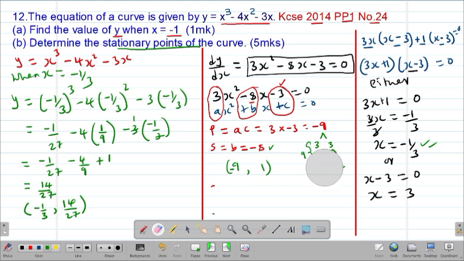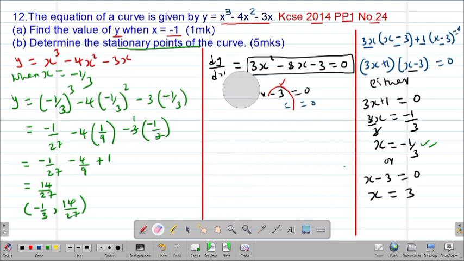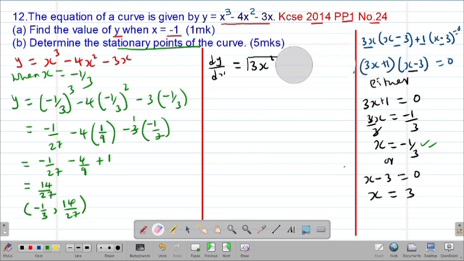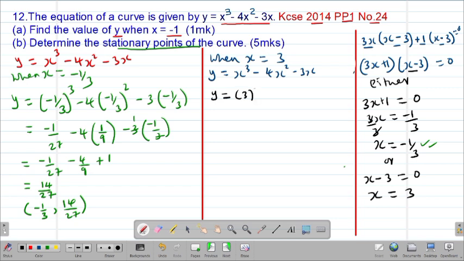So we compute the second turning point, whereby you're going to substitute the second value of x in the given equation of y. So I'm going to substitute the second value. So when x is equal to 3, y will be equal to, the y was x cubed, then minus 4x squared, then minus 3x. So this will be 3 cubed, then minus 4 into 3 squared, then minus 3 into 3.